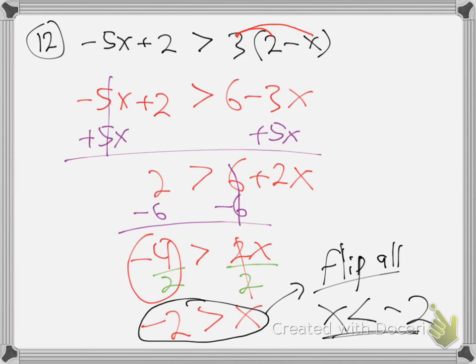I've got to go to the number line here. On the number line, I'm going to put my negative 2. Which side am I going to shade? The left side of the negative 2 or the right side? The left, because less. X is on the left. Open dot, shade to the left.